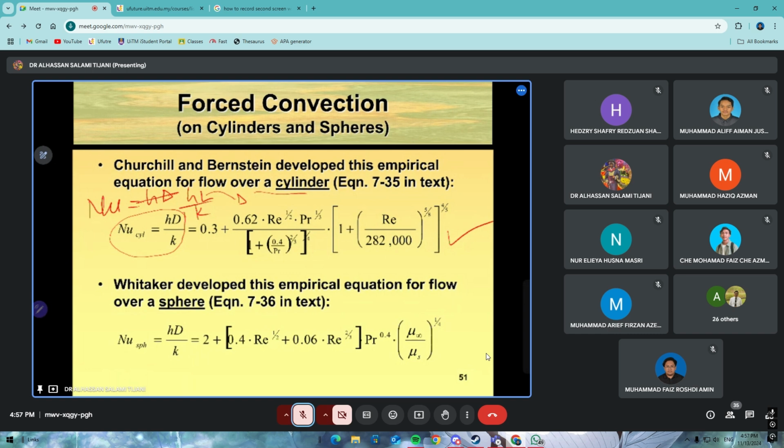And then Whitaker also developed this empirical equation for flow over a sphere. So this is for a cylinder, and then we have this one for a sphere.